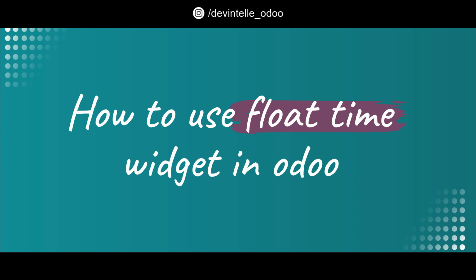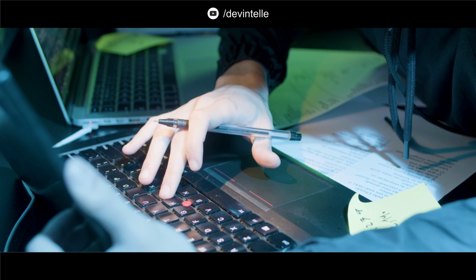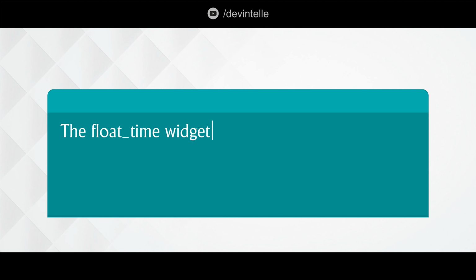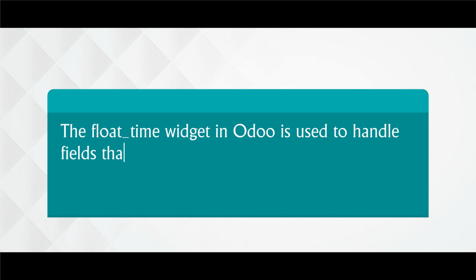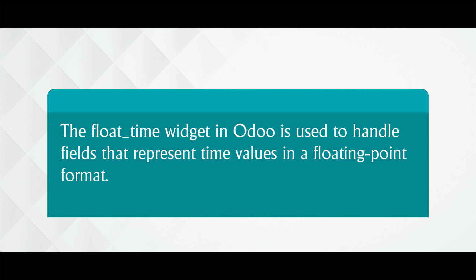Today I am going to teach you how to use Float Time Widget in Odoo. So don't waste the time and let's start now. The Float Time Widget in Odoo is used to handle fields that represent time values in a floating point format. So let's understand.